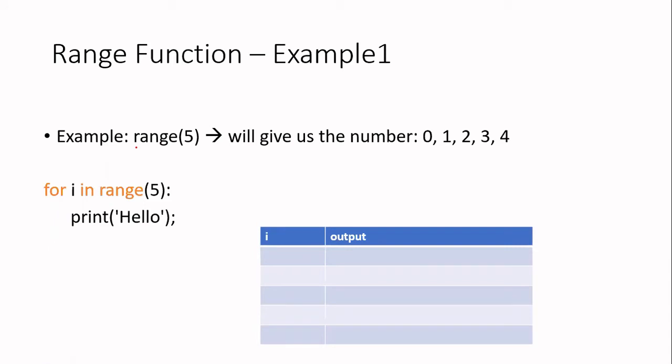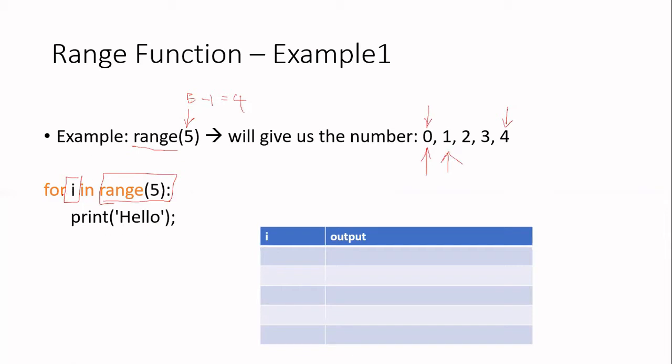An example of how the range function is used, if you say range 5, then this function will generate numbers from 0 up to 1 less than the number that you specified. So range 5 would give you 0, 1, 2, 3, 4. And when you use range 5 inside of a for loop, it means that this loop counter variable will take on each of these values as the loop executes each time.